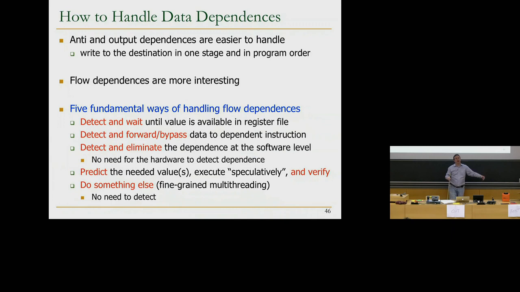It's not very nice. We are losing a bit of throughput. We are also paying for that particular instruction a latency penalty, but we can deal with it. We can detect and forward the data to the dependent instruction.